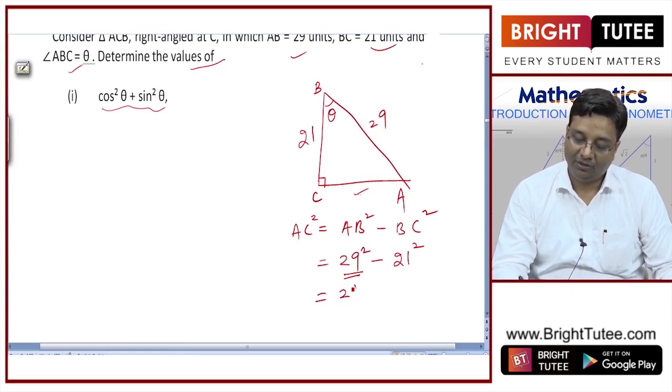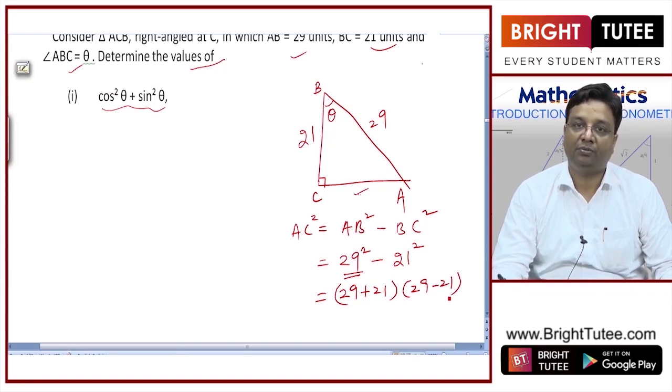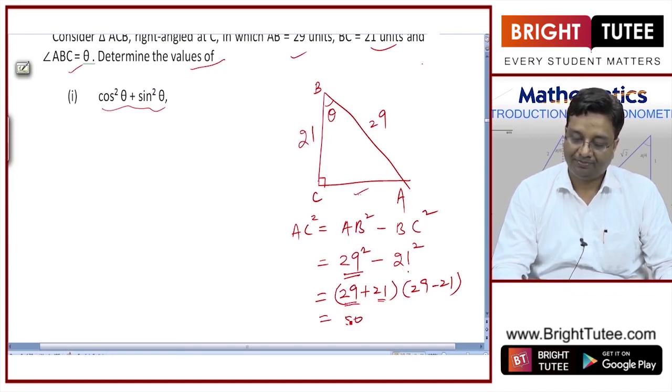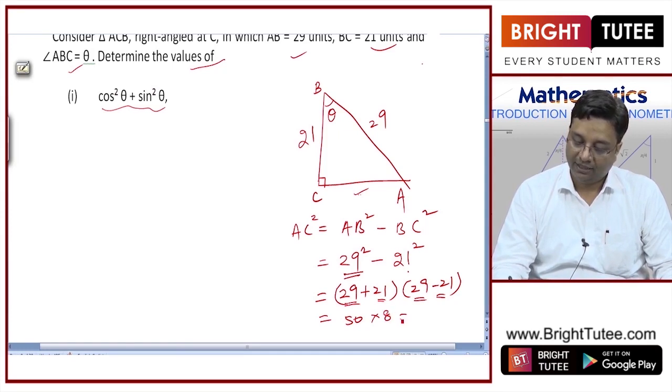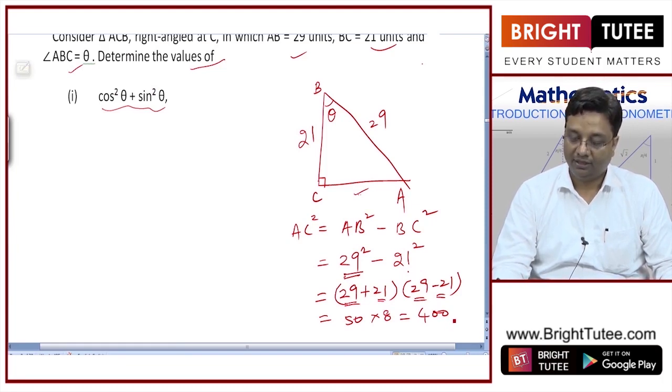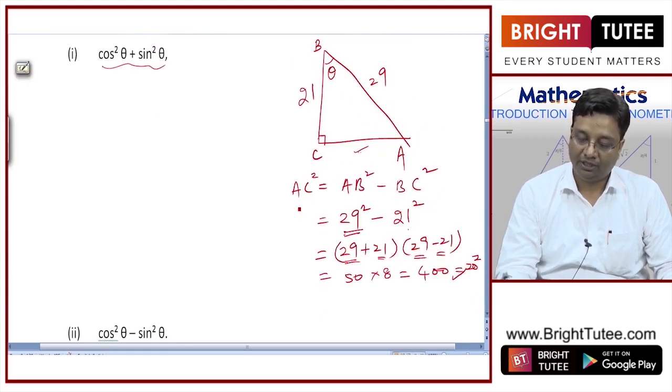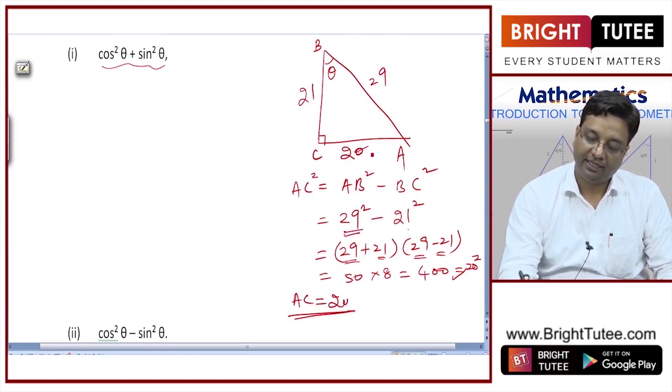For the calculation purpose, what you can do here is write it as 29 plus 21 into 29 minus 21, to simplify the calculation. A square minus B square can be written as A plus B into A minus B. So what is A plus B here? It is 50, and what is A minus B? It is equal to 8, and so the product is 400. So 29 square minus 21 square is 20 square, which is 400. So AC square is 20 square, so AC is equal to 20, hence we can say that this side is 20 units.